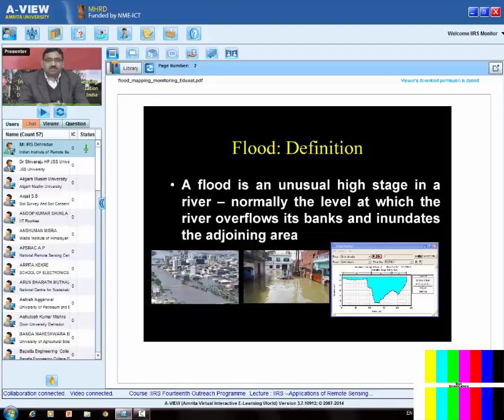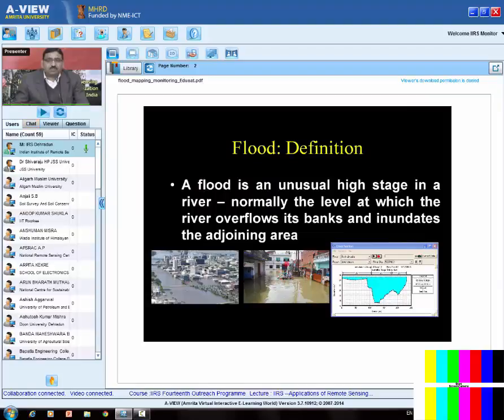If you look at this figure, you can see this is the cross section of the river. Now, this blue cyan color is the water. Now, bank is here. So, whenever the water is there up to below this bank, then there is no problem. But because of the heavy rain, the depth of the water will increase in the river and it will cross the river bank. Then it will start inundating the adjoining area, and this is known as the flood.